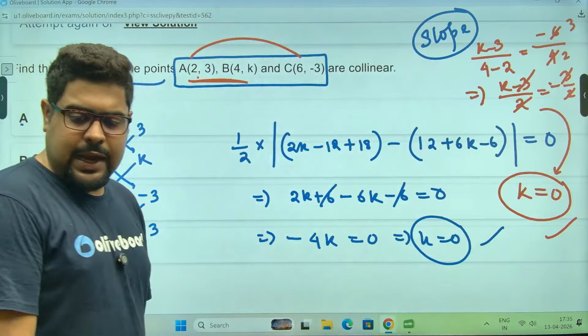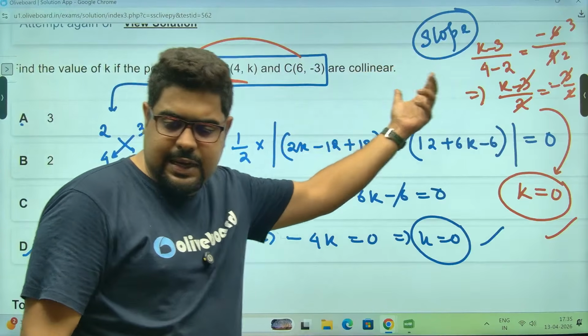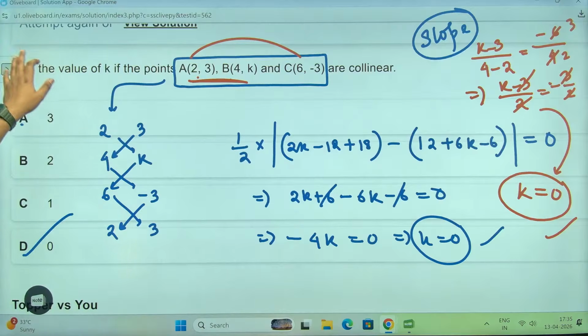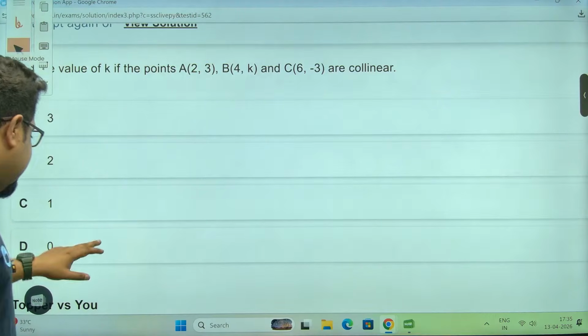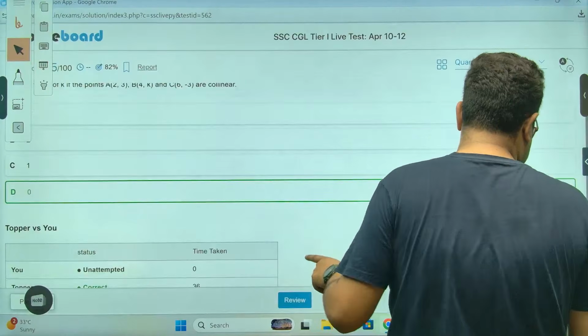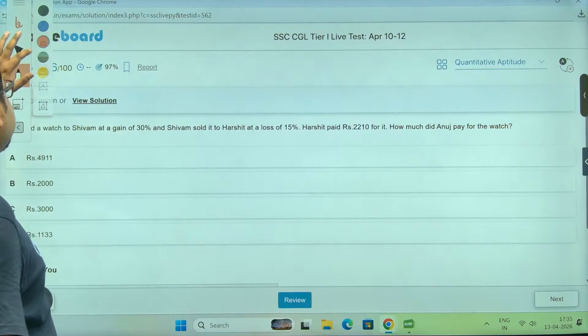Both methods work. If you are comfortable like this, do it like that. Whichever you prefer, but I'll say learn both. Nobody knows which can become handy. Next one, please.